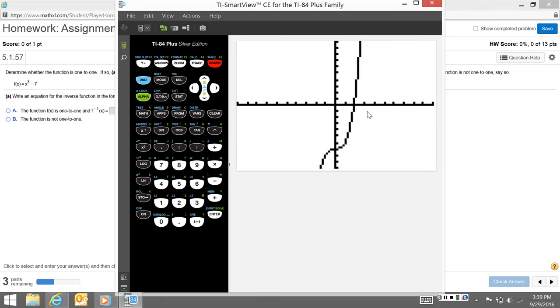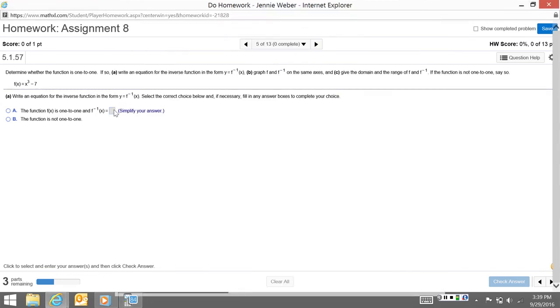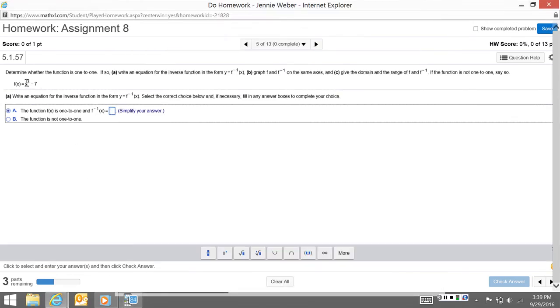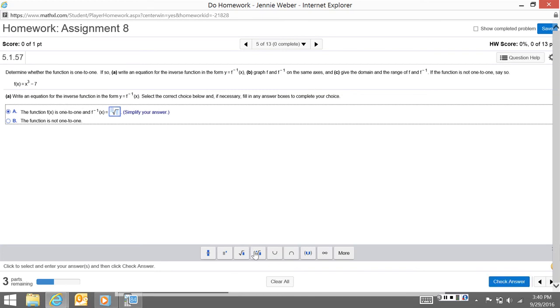I can run the horizontal line test. This is 1 to 1. I can then find the equation of the line. So to find the equation of the 1 to 1 function, I switch the places of x and y, and I solve for y. So then I get the inverse is the third root of x minus 7.